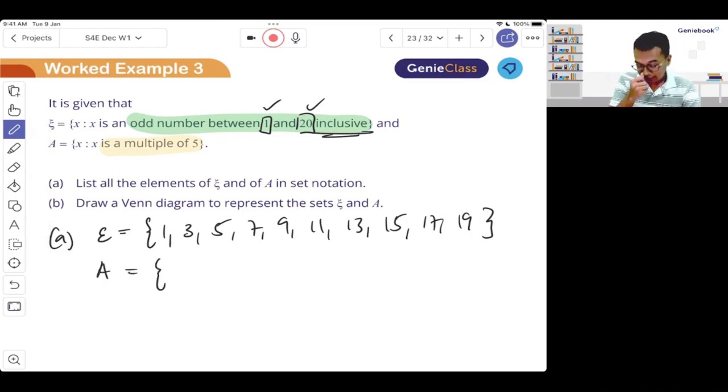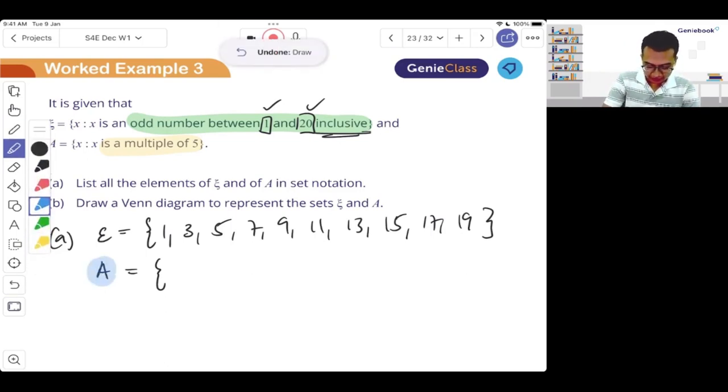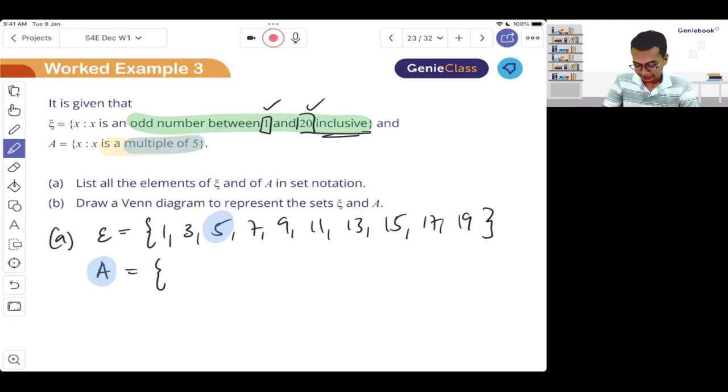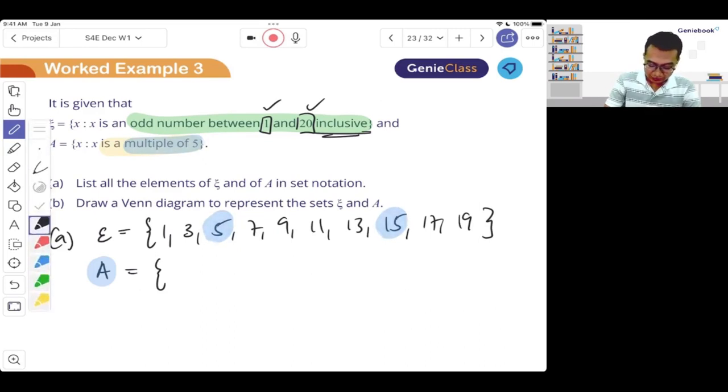And take note, for set A, you can only take numbers from the universal set. So to find the elements in set A, all you need to do is go through the elements in the universal set and see which one is a multiple of 5. 5, definitely. And then the next one is just 15, and that's it. So set A only has two elements, 5 and 15. Okay, so there you go.